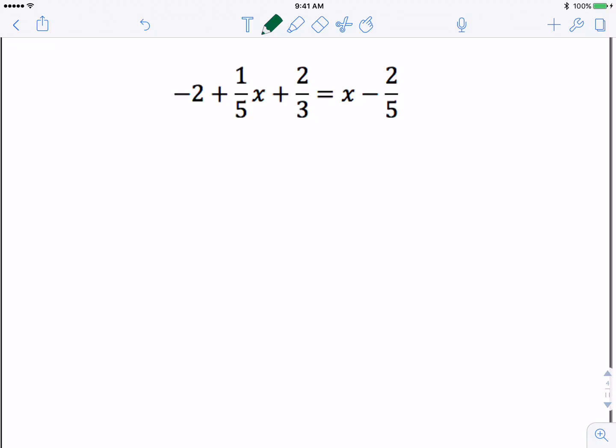Like I mentioned earlier, if you're feeling pretty comfortable and you want to pause at this point, you can pause, copy it down, try it on your own, and then watch the solution process.